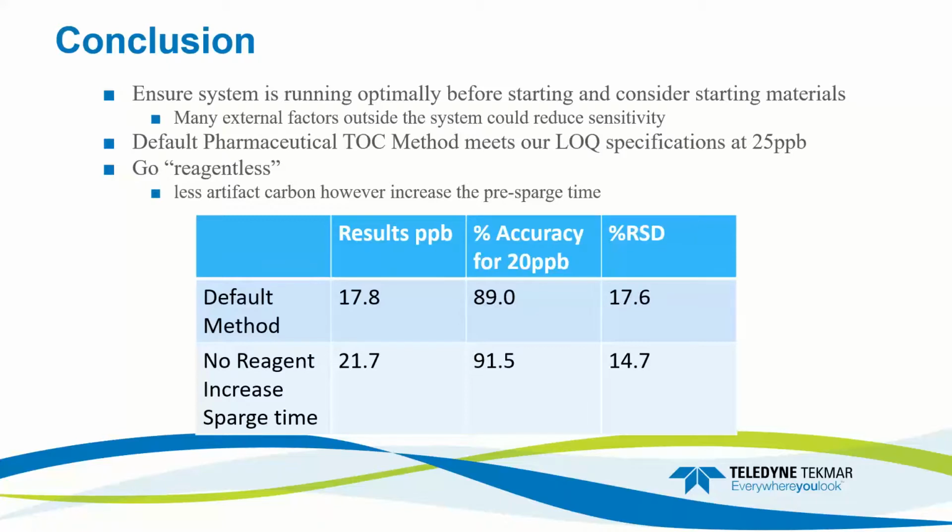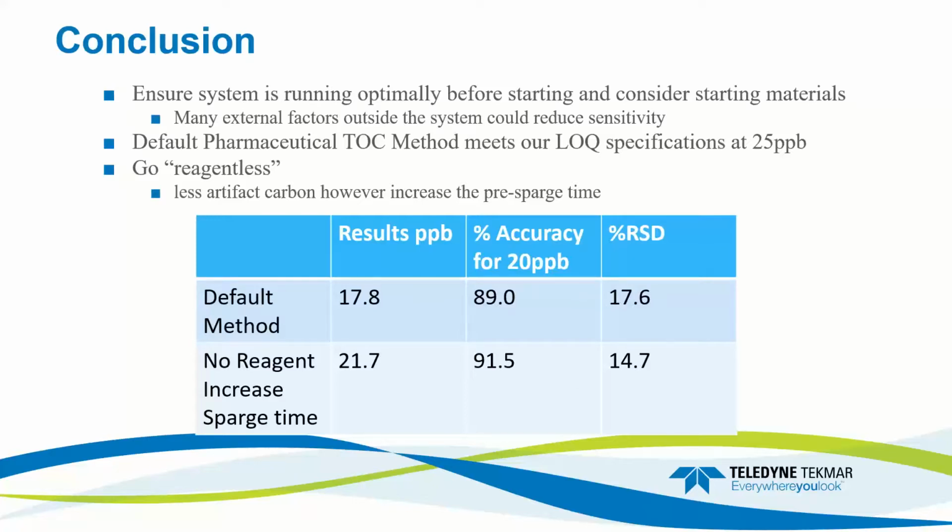So the default pharmaceutical TOC method meets our LOQ experiment specifications at 25 ppb. One thing that we can look at is to go reagentless. We don't need reagents to run at a low level. But once we start getting above that 100 ppb level, we are going to start needing reagents to be added back in to help with oxidation of the carbon to CO2.